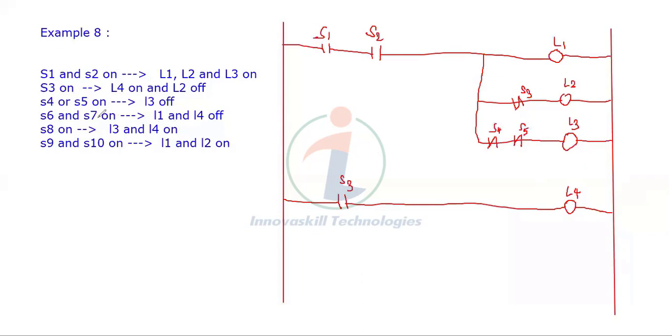Next condition, if S6 and S7 on, L1 and L4 should be off. S6 and S7 on, S6 and S7 means we have to connect it parallelly. S6 and S7 on, L1 should be off, as well as L4 also should be off. S6, S7.